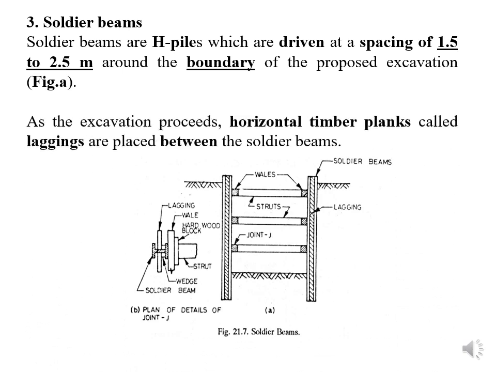As the excavation proceeds, horizontal timber planks called lagging are placed between the soldier beams. You can see in the figure the wells and the joint J. The details of joint J are also shown on the left side of the figure. How the different components of the joint are placed relative to each other, you can see in the figure.